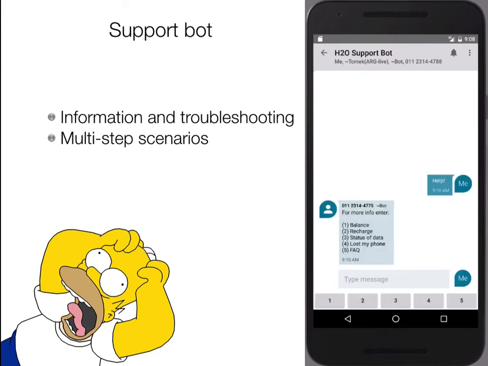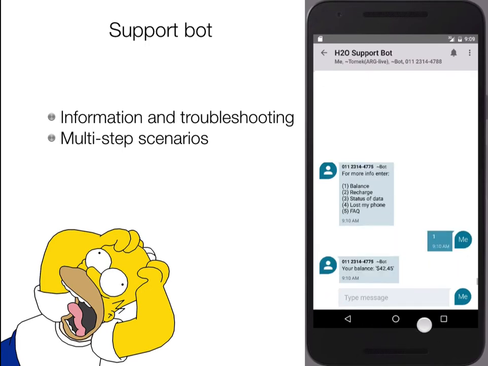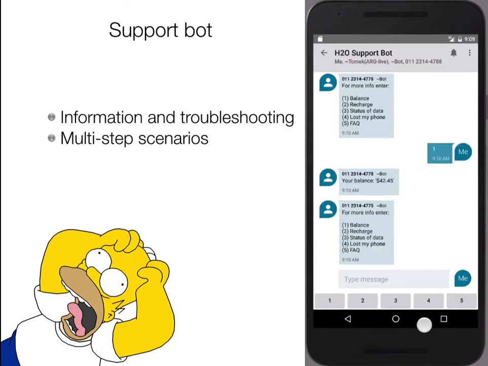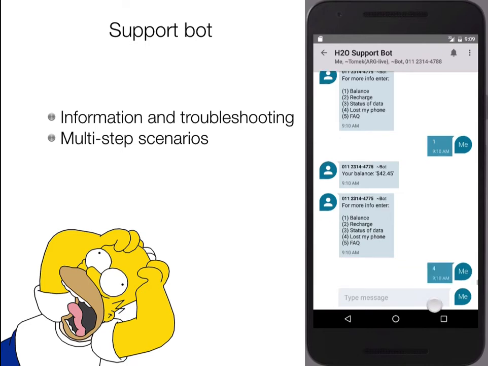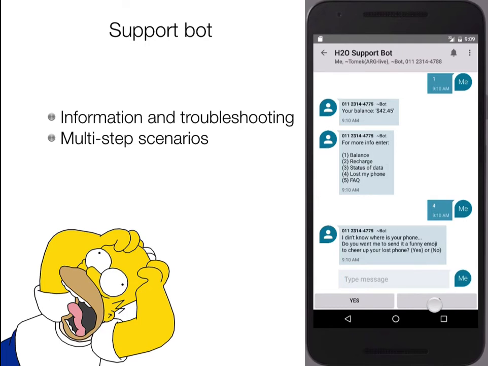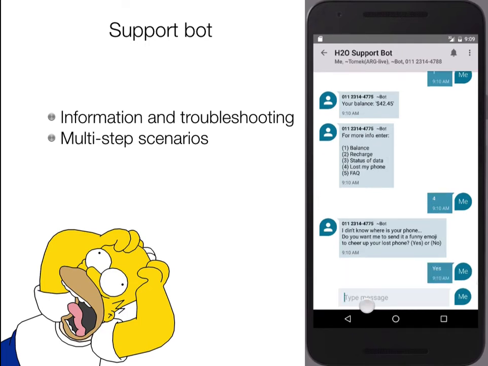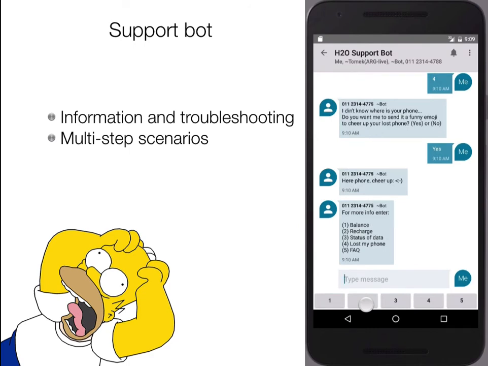Okay, so the user said help and he got a message, and again he has easy buttons he can press on, and he asked for a balance and he got it. Now he says I've lost my phone, and the bot can ask him if he wants it to call, yes or no, and if the user says yes, it will call. So you don't need a human to handle this kind of issues, you got the bot to do it.